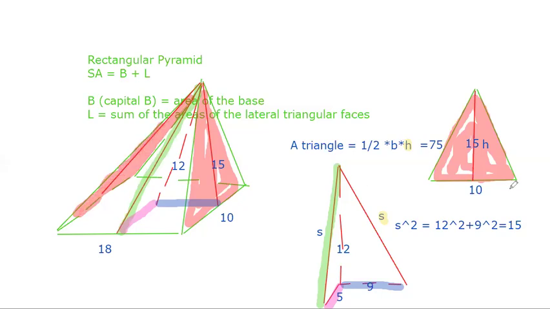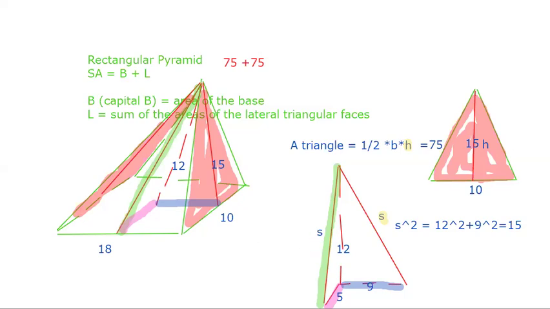Right there. Those two are the same. 75 plus 75. So far, we've got 75 plus 75. Now we got to find the area of the front and the back triangle. Same thing. So we're going to find the slant height over here.